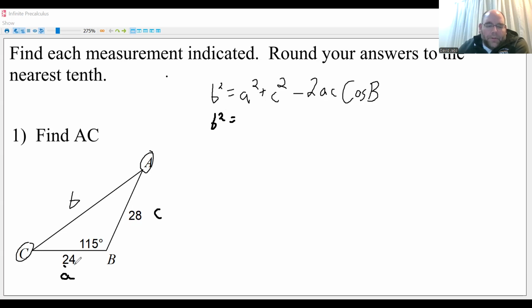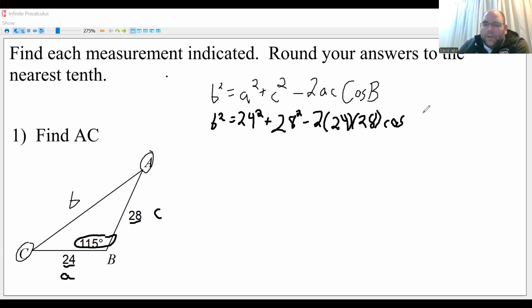So we're going to do b squared equals, we take a look, our a squared value we know is going to be our 24. So we're just going to plug 24 in for a, and then we have to square it. Plus our c value, we know our c value is going to be that 28. So plus 28 squared minus 2 times our little a value we just said was 24, times our little c value we just said was 28. And then we're just going to plug in cosine of big B. Big B we know is the angle, so we have our angle here of 115 degrees.